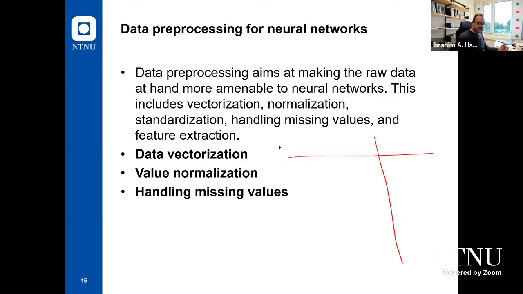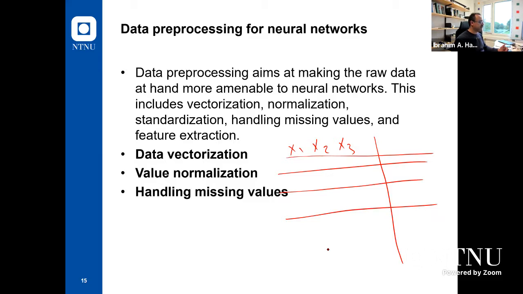How can we deal with those missing values? The data set will be organized like this one. We have features, so we have some X1, X2, X3, for example, and rows. Each row represents a data point or example, and each column represents a feature. If you have many missing values in one of those columns, one of those features, you can just delete it.